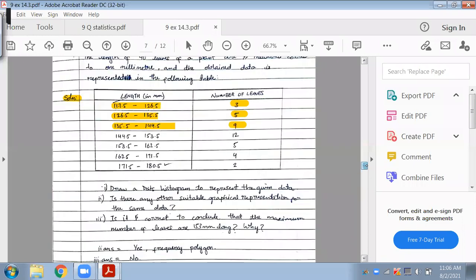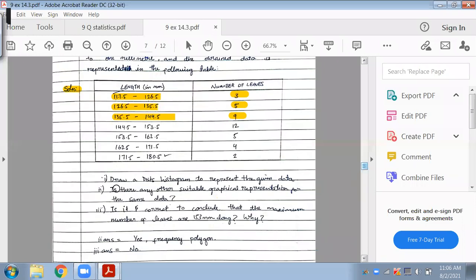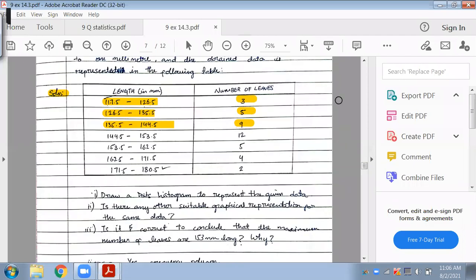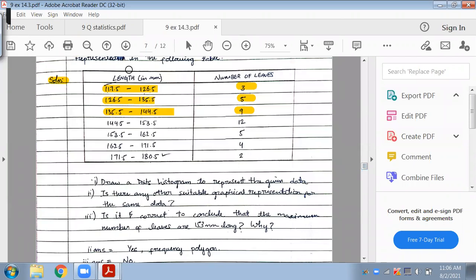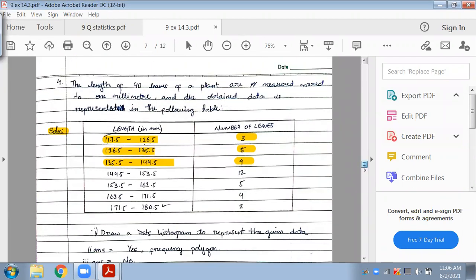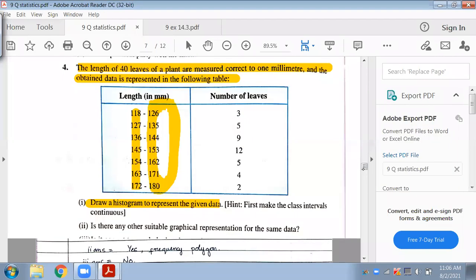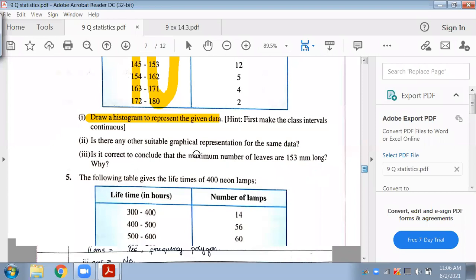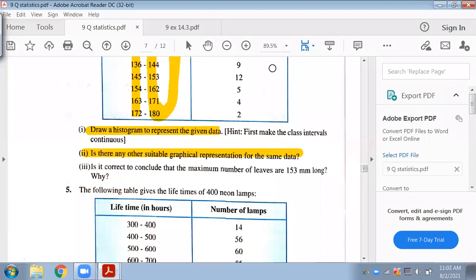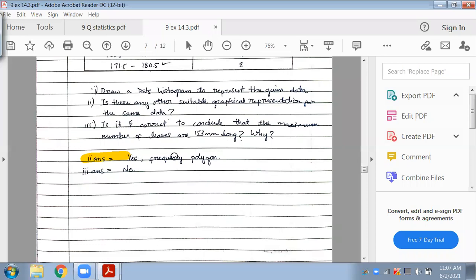Okay, now there are two more questions. The second part of the question: is there any other suitable graphical representation for the same data? The answer will be yes. Number 2 answer is yes. Frequency polygon, write that.